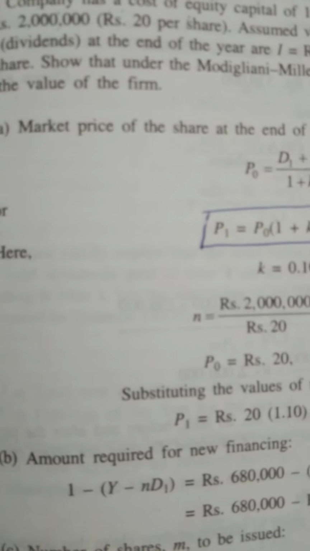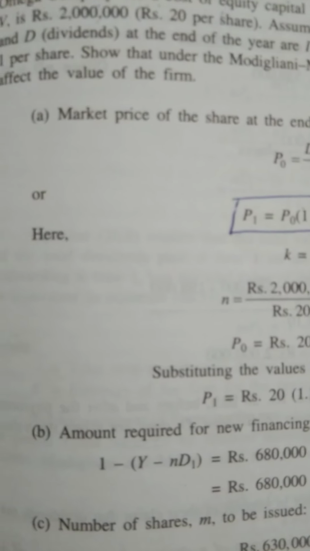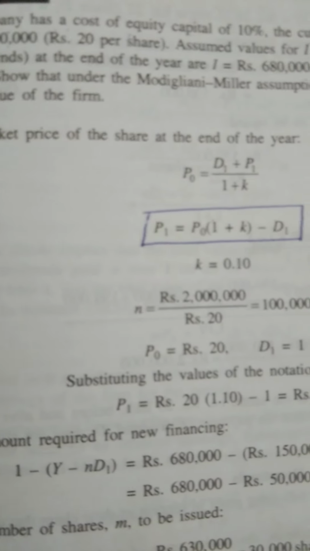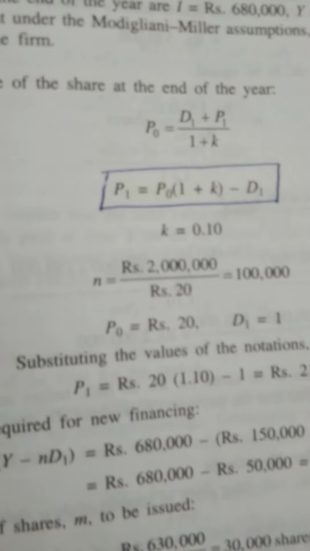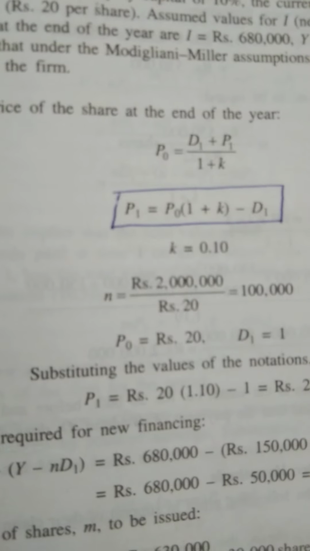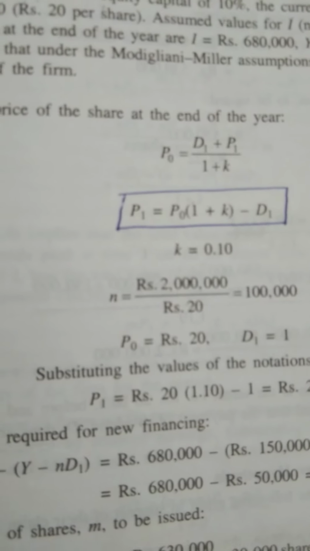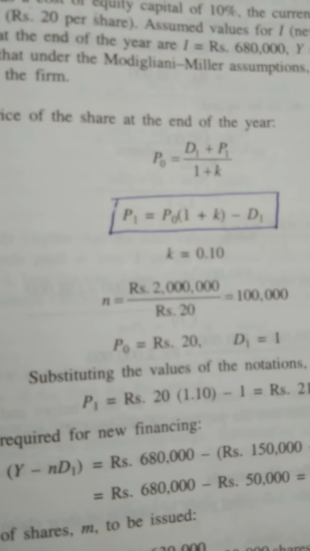Now look at formula number 1. There are certain steps: 1, 2, 3, 4. Step 1 or A: market price of a share at the end of the year. This is a very easy formula. P0 equals D1 plus P1 divided by 1 plus K. Don't be nervous. P0 means price at the beginning and P1 means price at the end.